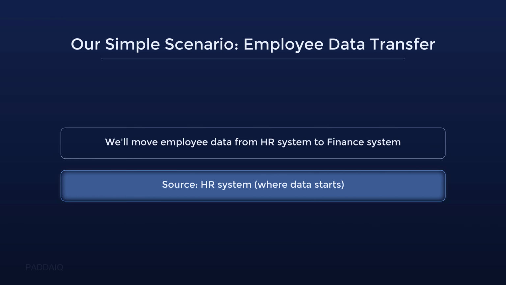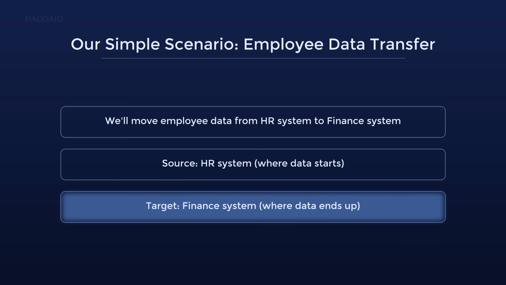Source: HR system, where data starts. This means the HR system is the original location of employee information, such as personal details or job roles. For example, when a new employee is hired, their profile is first created and stored in this HR system. All employee data originates here before being sent anywhere else.